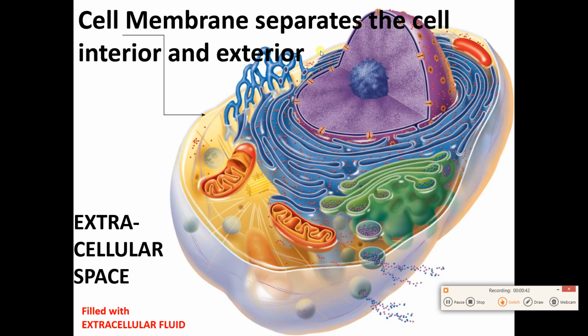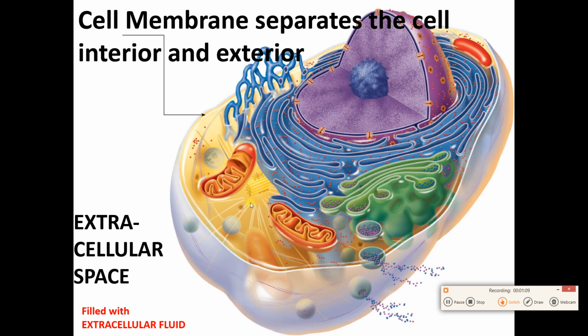So this is a depiction of a cell right here. There's its nucleus, some mitochondria, rough and smooth endoplasmic reticulum. And all these things, of course, are on the inside of the cell. The cell interior is separated from the cell exterior by this structure right here, which is the cell membrane, also called the plasma membrane.